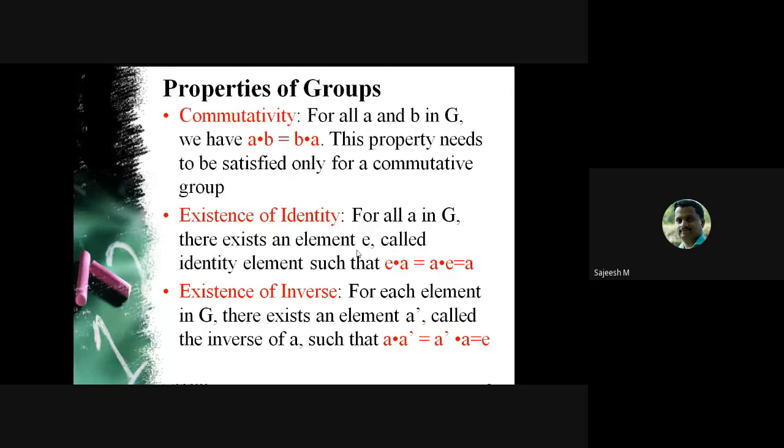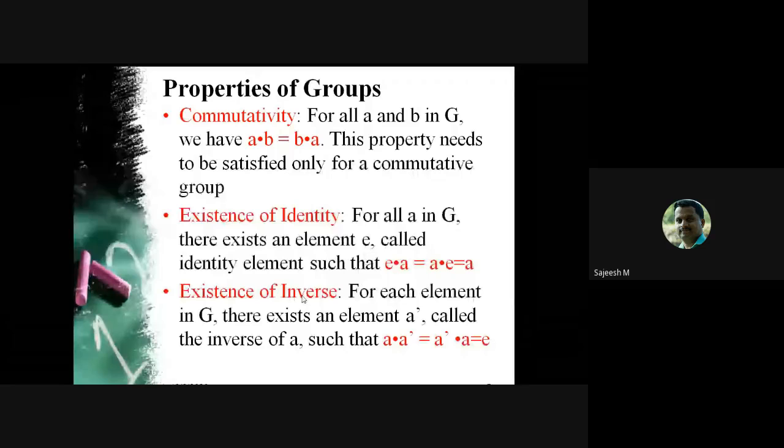If E is an element and A is an element of that set, then the identity element E dot A, where that dot represents the operation. For example, with addition, we can take E as 0, then A plus E is equal to 0 plus an element, which gives the same element. This is the existence of identity.